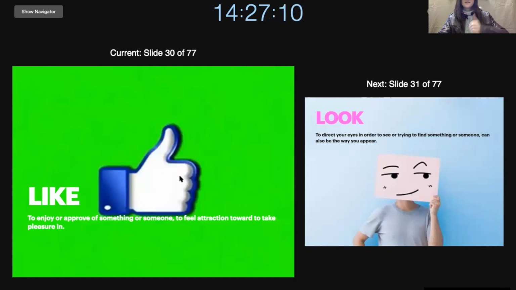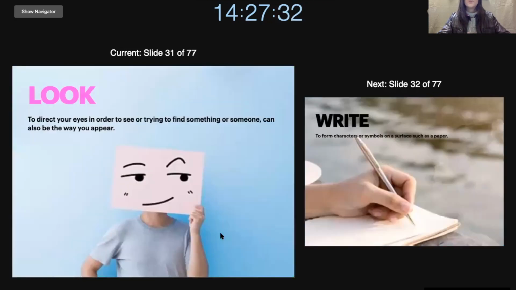Like, to enjoy or approve of something or someone, to feel attraction towards, to take pleasure in. So, like is when you go on your phone and you're scrolling and you see something which is like, oh, this is nice, I like it. And then you give a thumbs up in social media world. Look is when you use your eyes to see something.